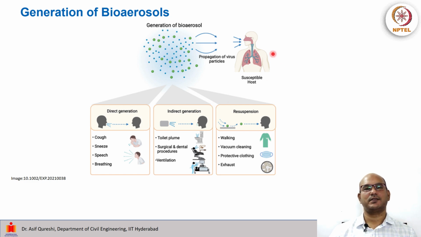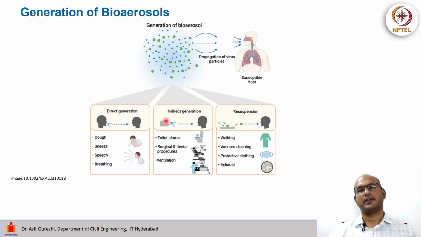So when we have this generation of bioaerosols, let us say we have the susceptible host which is inhaling these propagating virus particles. And where are they coming from? Direct generation, so person to person. So it could be cough or sneeze or regular speech, and that may emit some bioaerosols, and breathing. So all this will lead to generation of bioaerosols which are now suspended in the air.